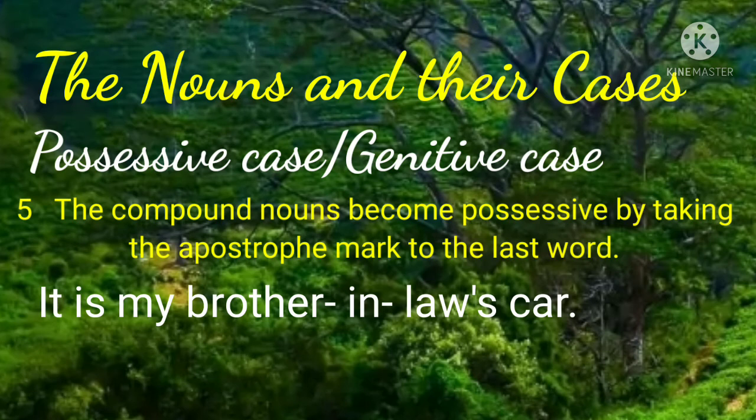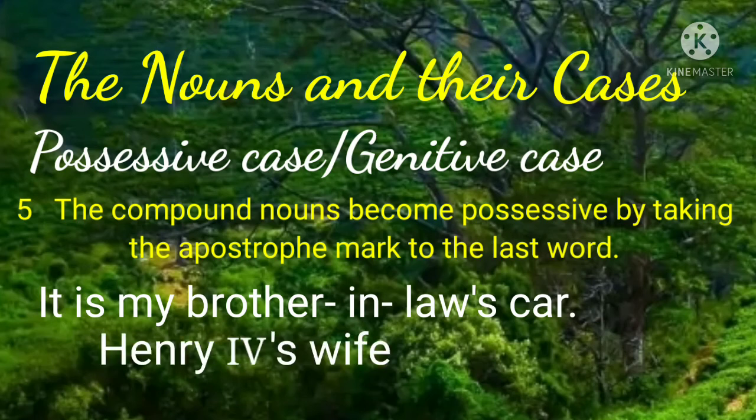containing several words. For example, you can say Henry the Fourth's wife. Henry the Fourth apostrophe S. Usually when you write it, we write only Henry Fourth. But when you read it, you have to read it as Henry the Fourth. The word the won't be seen in the written form, but in the spoken form, you have to add the word the. Henry the Fourth, Richard the Second, etc.